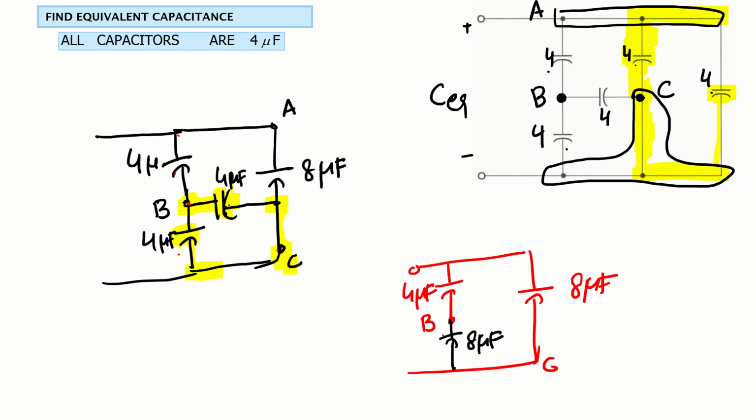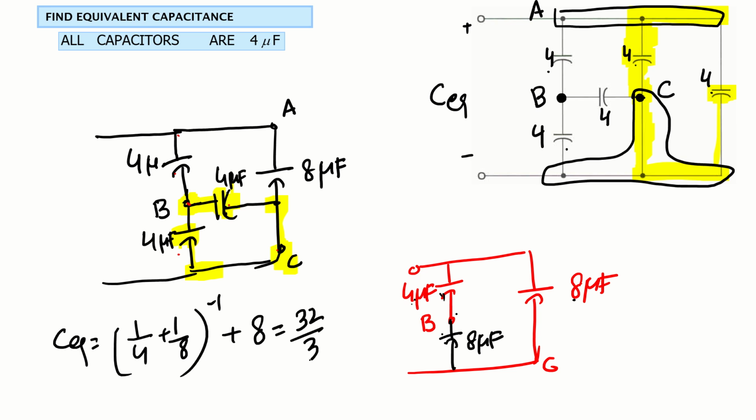Now if you look at this one, this 4 and this 8 are in series. If I write the equivalent here, these two in series will be (1/4 plus 1/8) inverse, right? Then whatever I get here is in parallel with this one. Parallel means just add them. If we add them together, our answer will become 32/3 microfarad. This is how we can calculate the equivalent capacitance for this circuit.